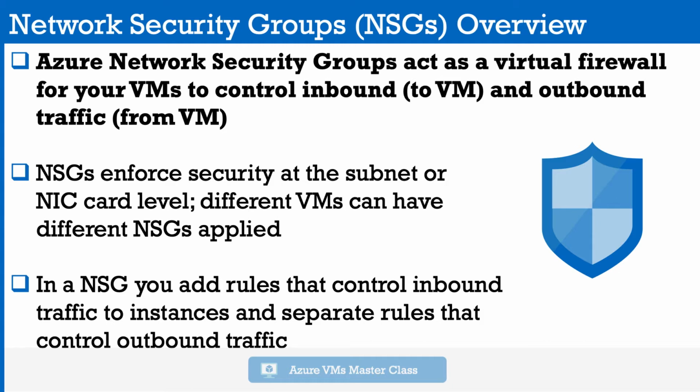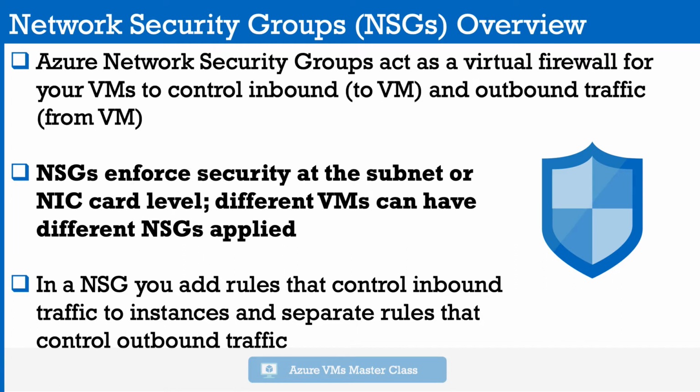So for example, traffic that is initiated from your laptop and trying to connect to the virtual machine, or traffic that is coming from the on-premises data center and then going to the virtual machine. While outbound traffic refers to traffic that is sourced from the virtual machine and going outside, again to the internet, to your on-premises data center, etc. The network security groups enforce security at the subnet or NIC level, so the network interface card, and different VMs can have different NSGs applied.